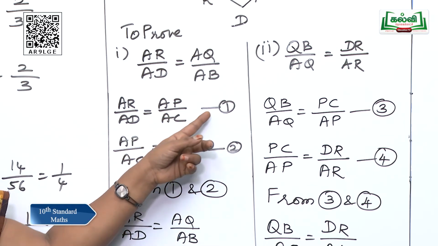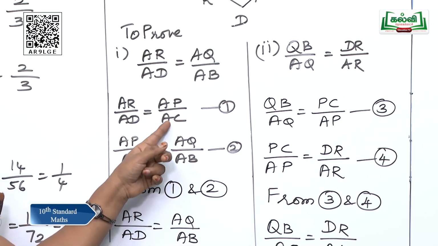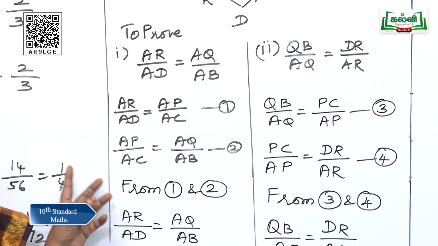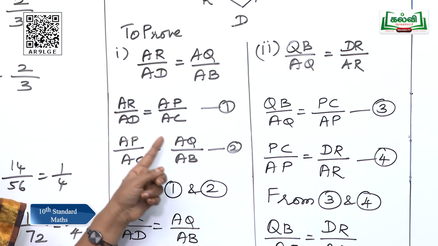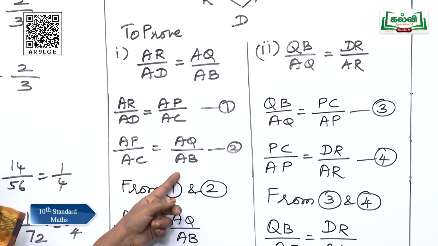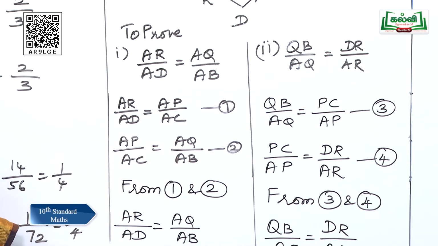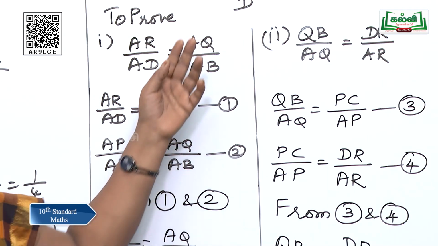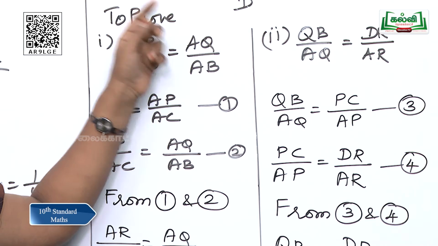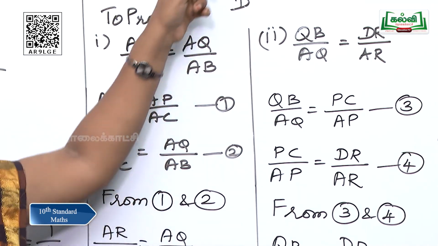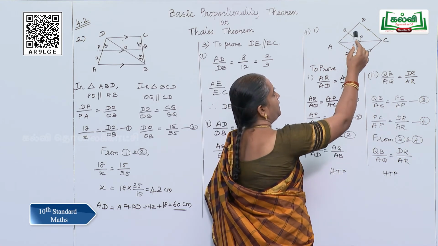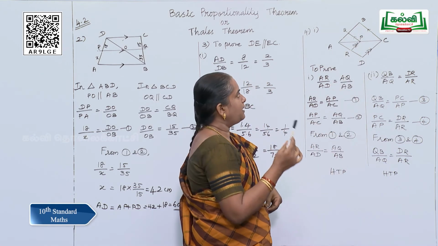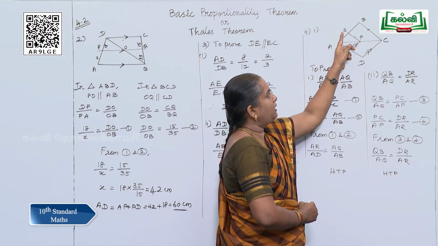Among these two equations, 1 and 2 have the same AP by AC on one side. So, we can equate the other sides, that is AR by AD is equal to AQ by AB. From 1 and 2 we can equate and get the first answer. Okay. For the next one, QB by AQ is needed. So, let us take the first triangle, that is BAC.